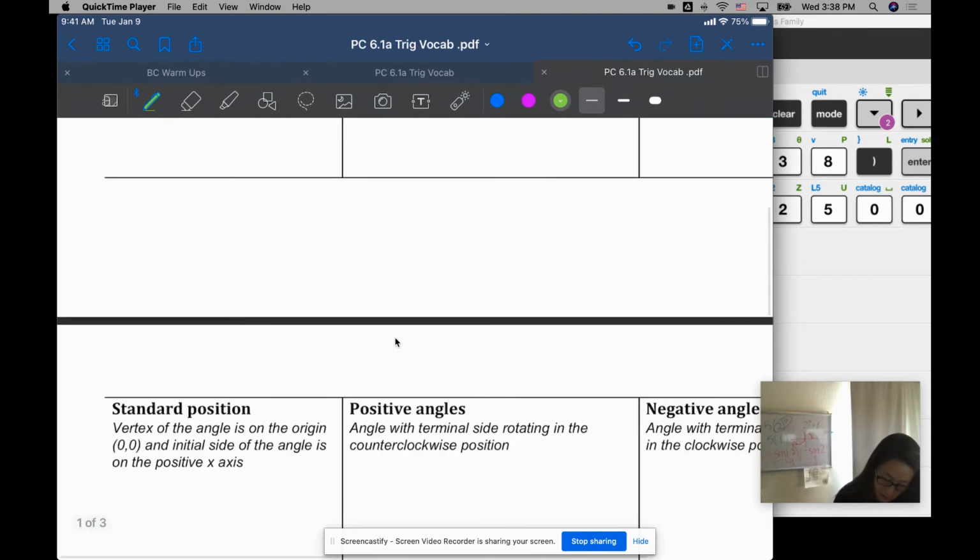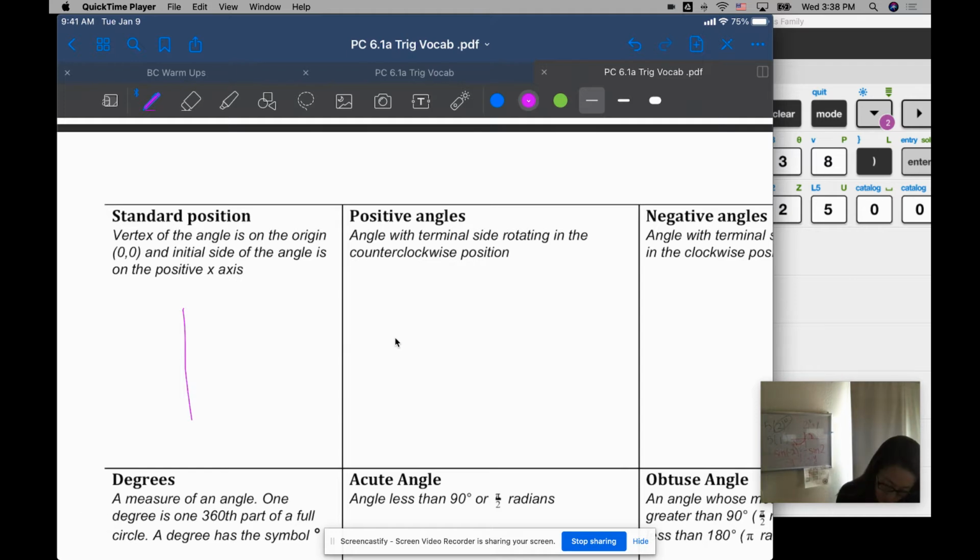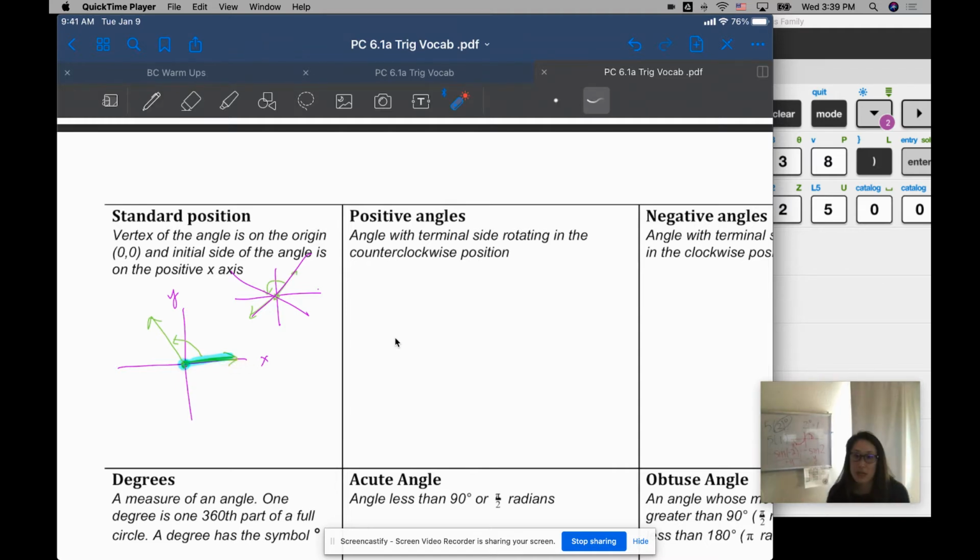Okay, standard position. So on a coordinate plane, the XY axis, we write our angle with the vertex at 0, 0, okay? And then the initial side has to be on the x-axis. So these two pieces have to exist, otherwise your angle is not in standard position. So if your angle looks something like this, where your initial side was maybe right there at 45 degrees, and then the terminal side was over here, this is not a standard position. Your standard position has to have a vertex at 0, 0, and an initial side on the positive x-axis.